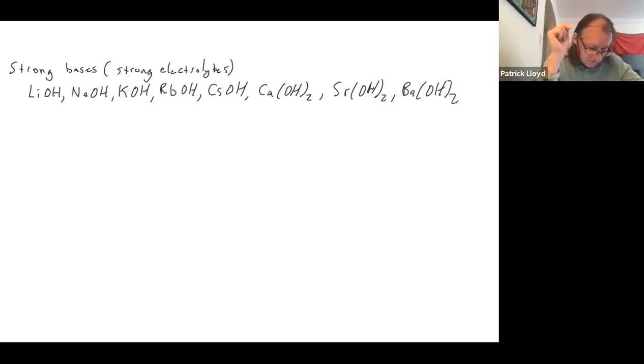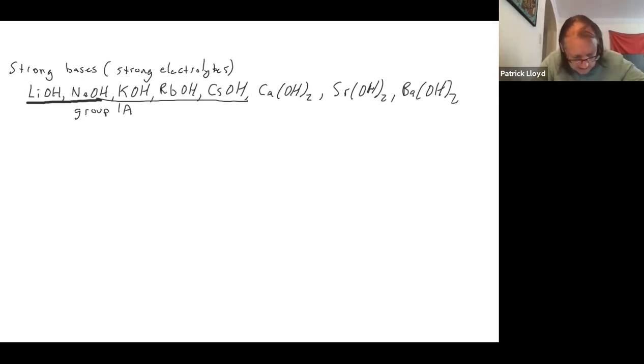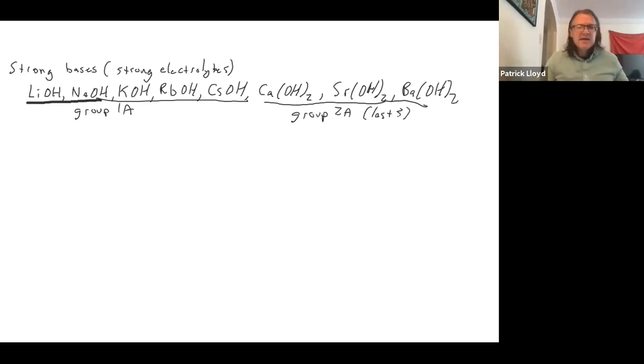Okay. So it's these, what is that? 8, right? So it's just like the strong acids. There's some strong bases, but again, these are easier to remember because these are just the group 1 hydroxides, group 1A. And then these are the bottom of group 2A, the last 3. Okay. Now, what about weak bases? Well, generally speaking, these are weak electrolytes.